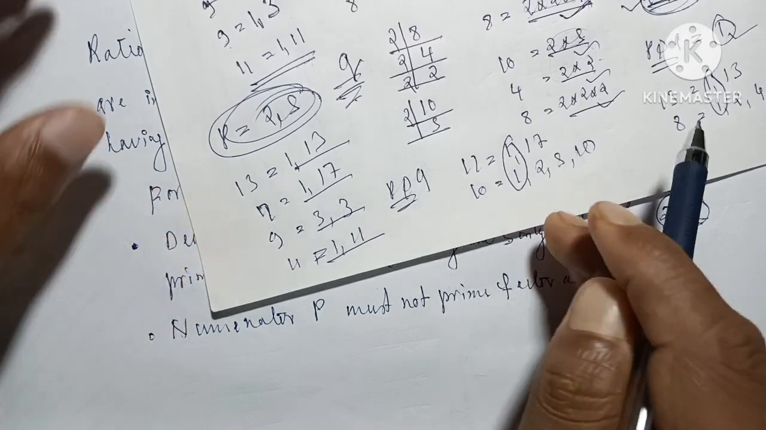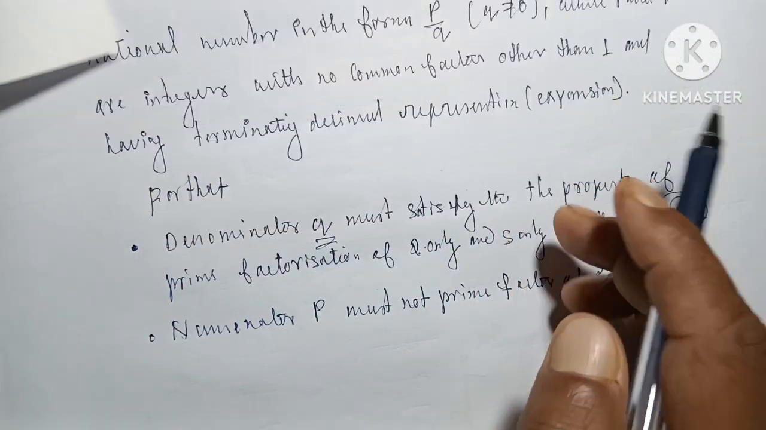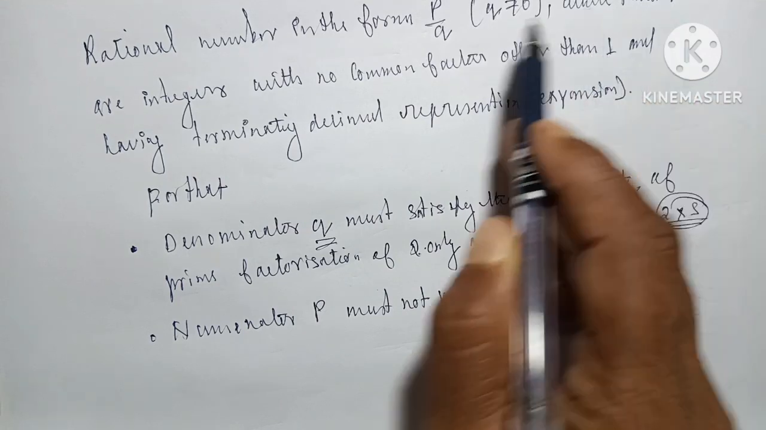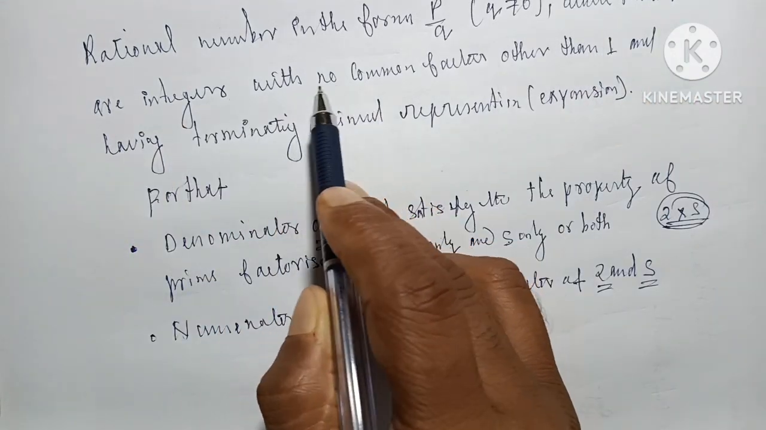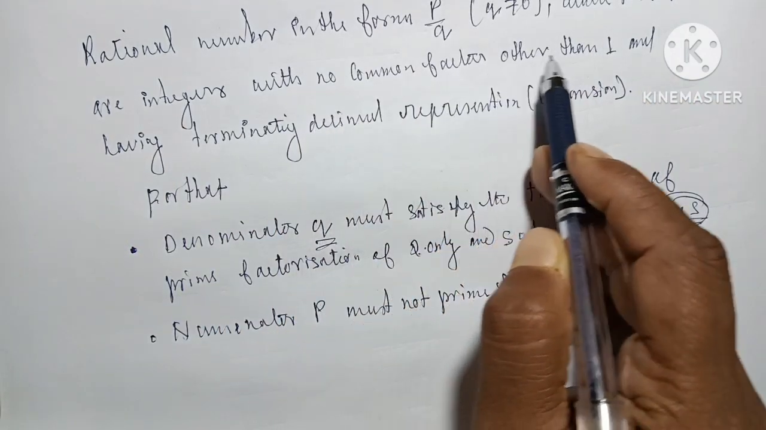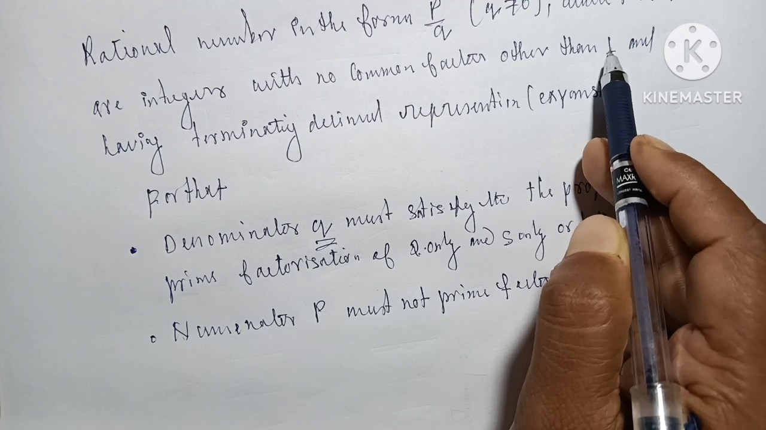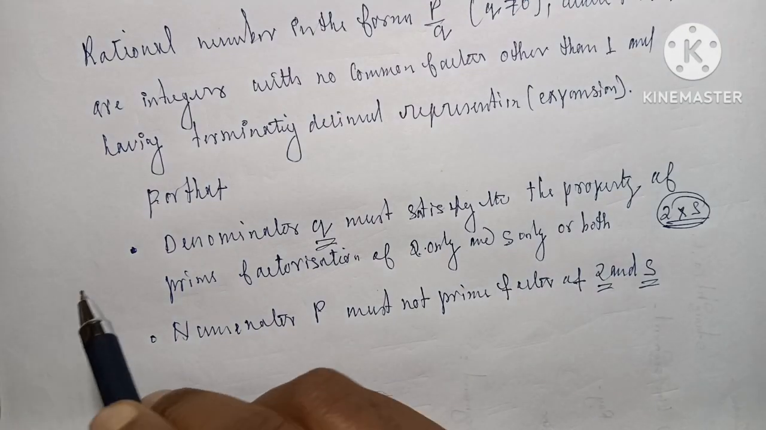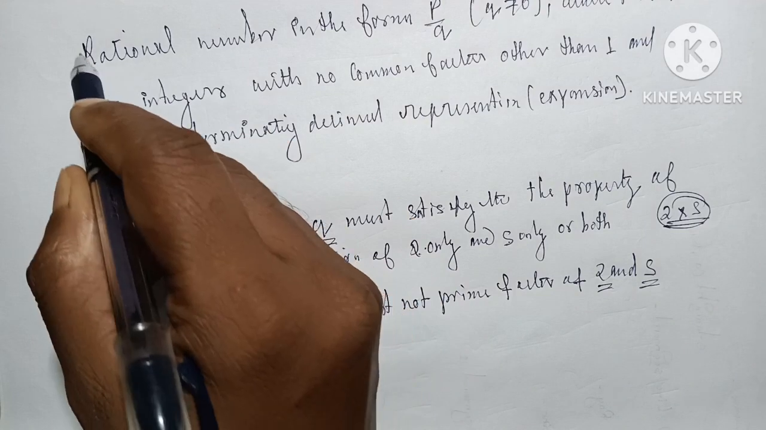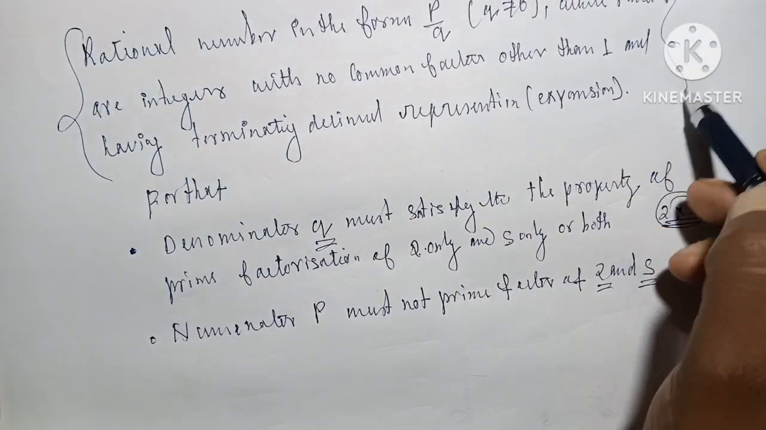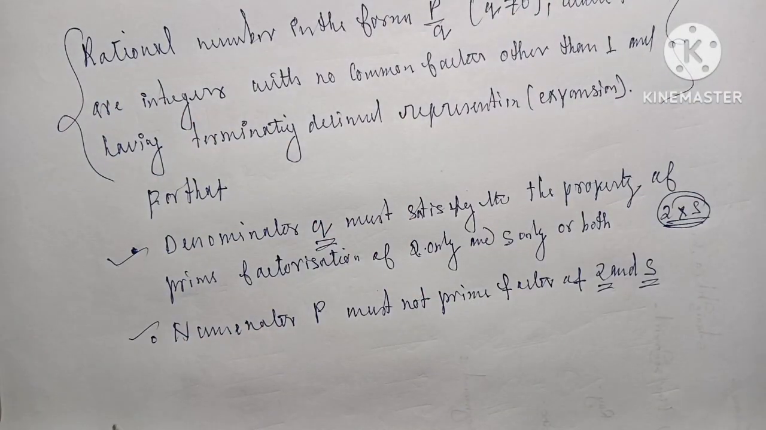Then we can fulfill that P and Q are integers with no common factor other than 1. No common factor other than 1. For this, we should fulfill these 2 points, then it is possible.